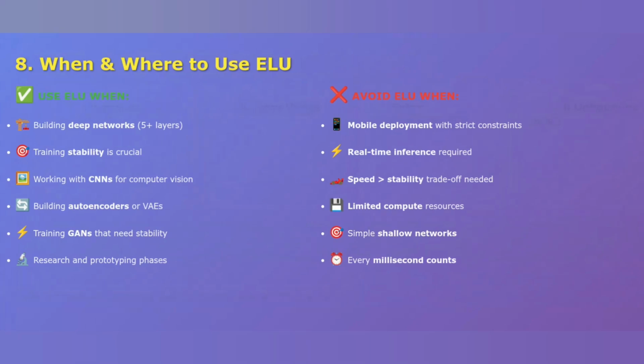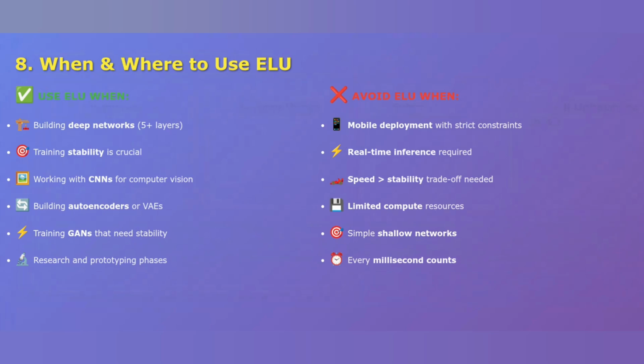So when should you choose ELU? Here are the scenarios where it shines. Use ELU when you're dealing with deep networks where vanishing gradients are a problem. It's particularly effective in CNNs for image classification and autoencoders. It's excellent for networks that need stable training, think GANs, VAEs, or any architecture where training stability matters more than raw speed. Avoid ELU when computational efficiency is absolutely critical, like mobile deployment or real-time applications where every millisecond counts.